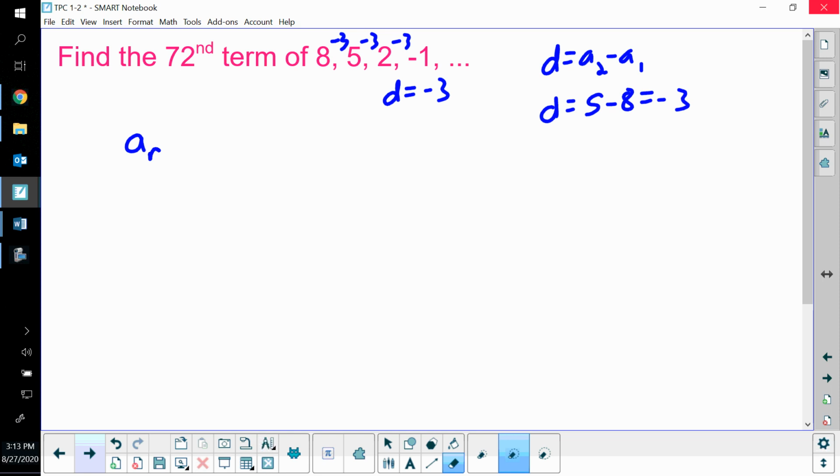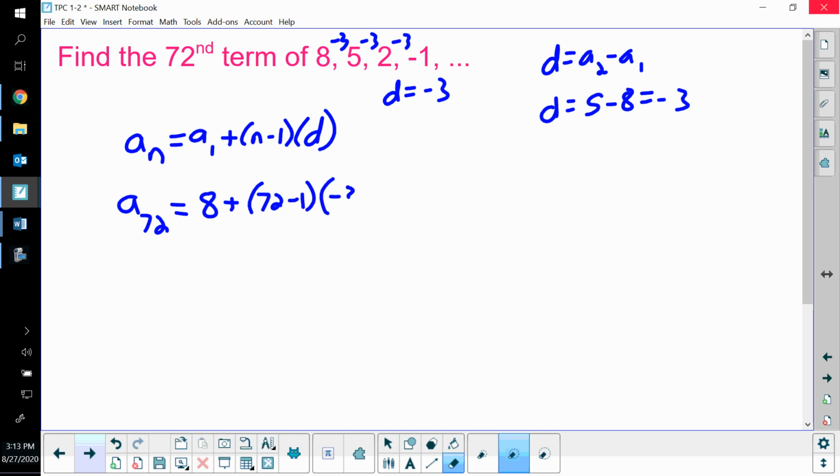So our arithmetic formula from our reference sheet is A1 plus n minus 1 times D. We're finding our 72nd term. A1 is 8 plus 72 minus 1 times our D of -3. When we punch that all in the calculator, we'll get -205.